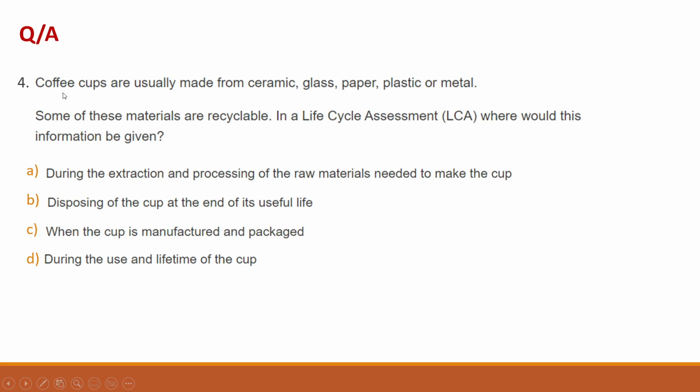Okay, now coffee cups are made from ceramic, glass, paper, plastic, or metal. Some of the materials are recyclable. In an LCA, where would this information be given? So where would the information regarding the recyclability of these materials be given? During extraction and processing, during the disposal of the cup at the end of its useful life, when the cup is manufactured and packed, or during the use and lifetime. So if we are talking about the material of any product and its recyclability, at what stage of LCA will this information be given? That is what the question is.